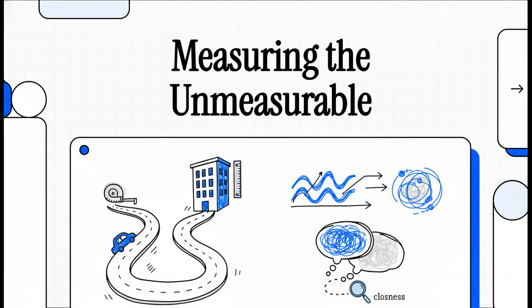We're all used to measuring things we can see and touch, right? The length of a road, the height of a building, that's easy stuff. But what if I told you that math gives us tools to measure things you can't see? I'm talking about the closeness of two ideas or the relationship between two trends. Today, we're going to dive into the really cool concepts that let us measure the unmeasurable.